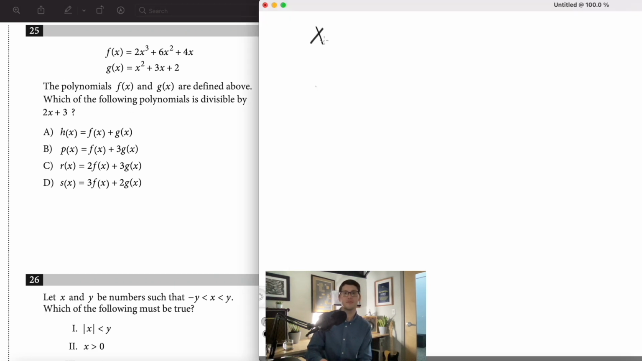Let's be really lame about this and make x equal 1. I don't know if that's being really lame or really cool. 2x plus 3 in that case would be 2 times 1 plus 3, 5. That's a really nice number. Which one is divisible by 5? Well, let's try it out.